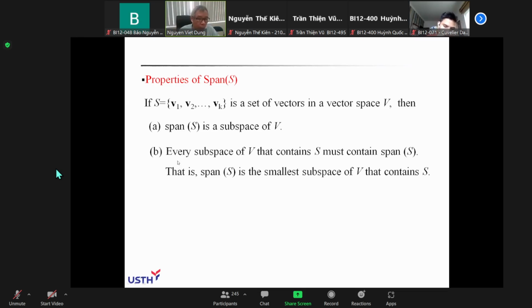The next property says that every subspace of V which contains S must contain also span S. It means that span S is the smallest subspace of V which contains S. Span S là cái không gian con nhỏ nhất của V mà chứa S.